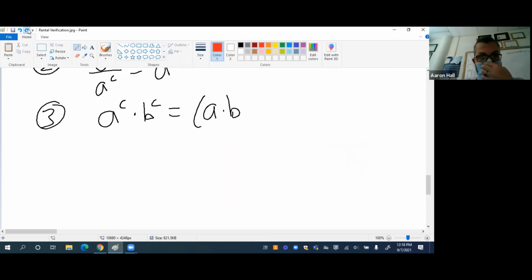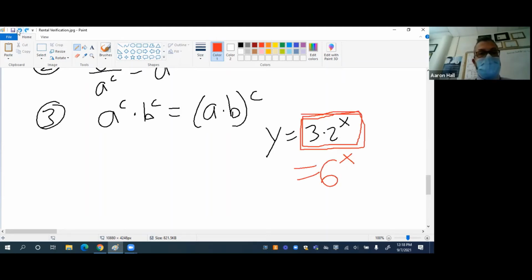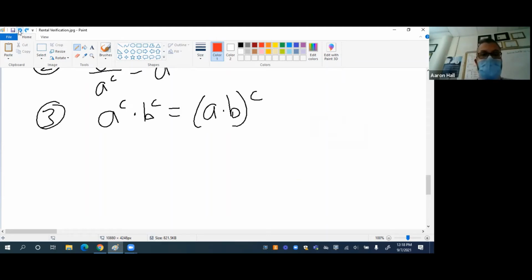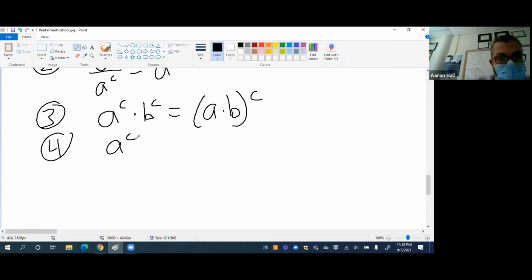All right, so the next one is similar to number 3. If I have the same base and I'm dividing, what do I do?